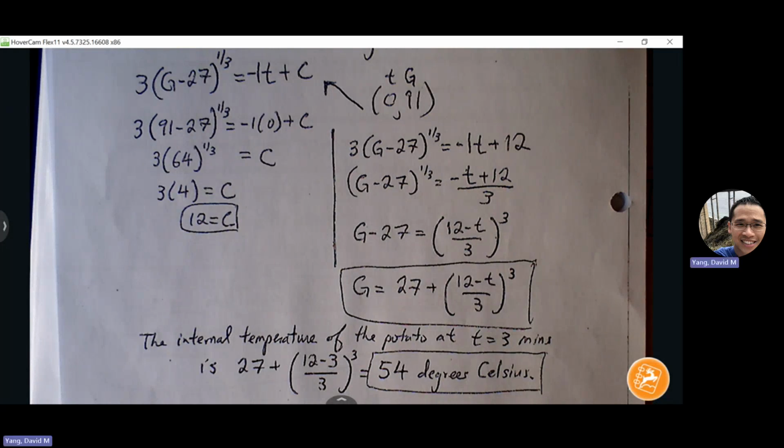I just want us to be comfortable, whether it's X's and Y's or whether it's time and something else, right? That we don't let the variable that we don't see often throw us off, right? That strange variable is just your Y.